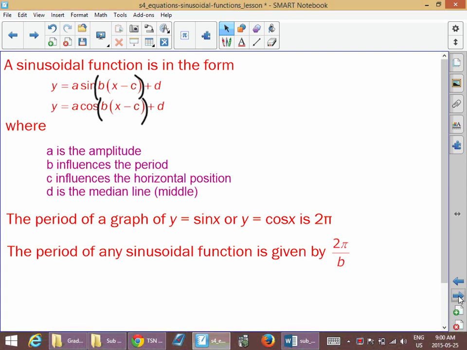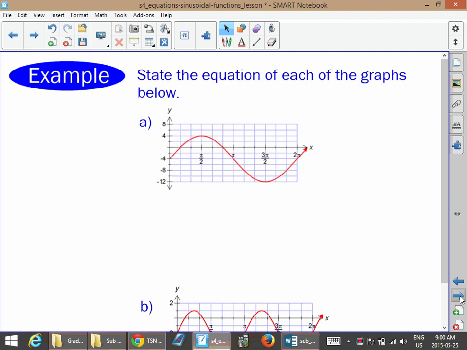The period of sine x or cos x is always 2 pi. Now, it's always 2 pi for the base function sine x and the base function cos x. If we change the b value, it changes the period. And depending on what that b value is, we can find the period by taking 2 pi and dividing it by b. Okay? Alright.